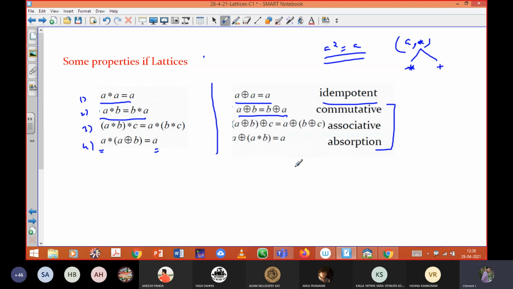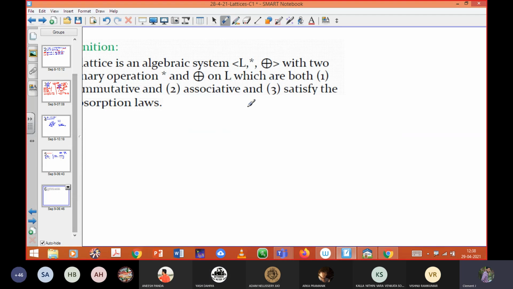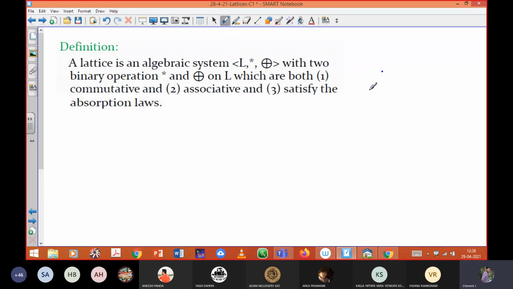Have you understood the properties? Yes, sir. Last, see here: with respect to the algebraic system, these two symbols will come. It has to satisfy the conditions I already told you: commutative, associative, and absorption. That's it. If a lattice is an algebraic system, it has to satisfy three conditions: commutative, associative, absorption. In the next session, we can discuss the classification of lattices.